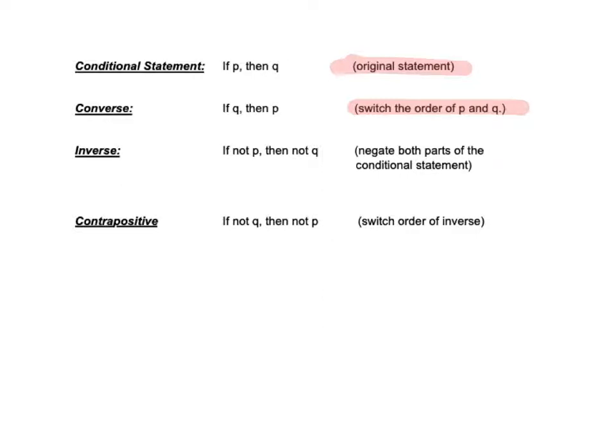And then the inverse takes the conditional statement and negates both parts. And then the contrapositive takes the converse and negates both parts of those. So the conditional and inverse is the conditional and the negation of it, and then the converse and the contrapositive is the converse and then the negation of it.